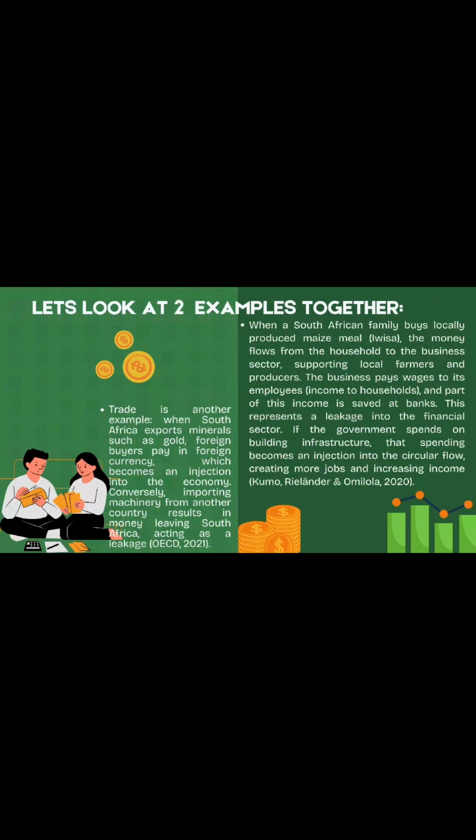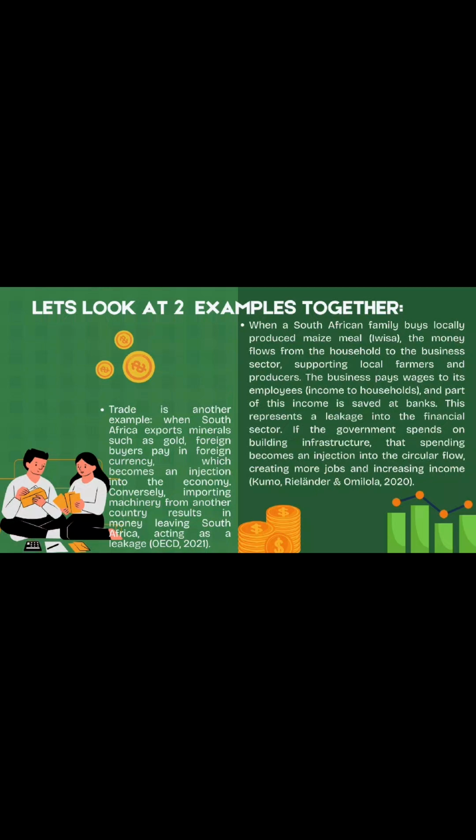Let's look at two examples together. When a South African family buys locally produced maize meal, Iwisa, the money flows from the household to the business sector, supporting local farmers and producers. The business pays wages to its employees, and part of the income is saved in the banks. This represents a leakage into the financial sector. If the government spends on building infrastructure, that spending becomes an injection into the circular flow, creating more jobs and increasing income.